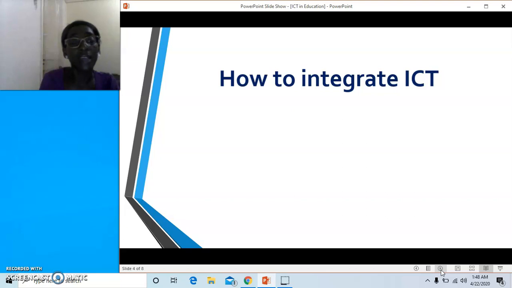How to integrate ICT? The first thing that we need is that it has to start at Minose. Minose, that is the Education Ministry of Suriname. They have to take the first step to integrate ICTs in the schools. The second is they have to have a curriculum based on ICT.